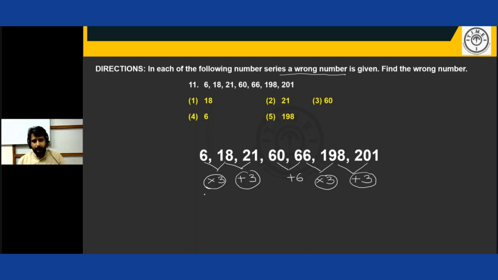Now let us apply the same logic: into 3, plus 3, into 3, plus 3. If I again multiply by 3, 21 times 3 is 63. So 60 should be replaced by 63. When 60 is replaced by 63, after into 3 it should be plus 3. So 63 plus 3 is 66, perfectly matching. So what is the wrong number in the series? 60. Choice 3 is your answer. 60 is the wrong number in the series, the logic is into 3 plus 3, and the correct number is 63. Move to the next question.